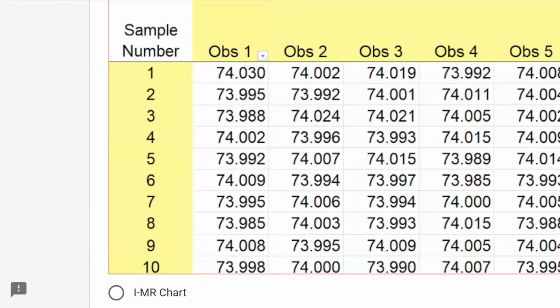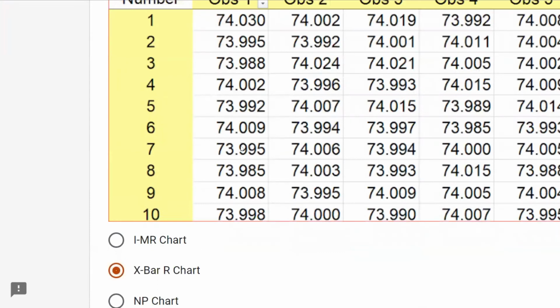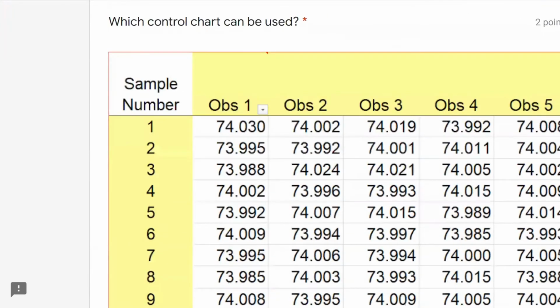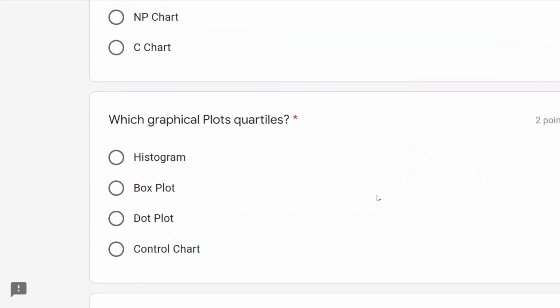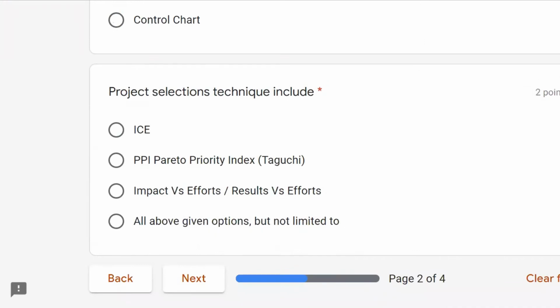Which control chart do we need to use in this scenario? We need to use the X bar R chart because you have a subgroup size of more than 5. Which graphical plot gives the quartile? The box plot gives the whisker, quartile, median, and so on. And the last multiple choice question: project selection techniques include impact, cost benefit and efforts, PPA, according to Taguchi, Pareto priority index, impact versus efforts. All the given options, but not limited to. You have a lot of other options as well.